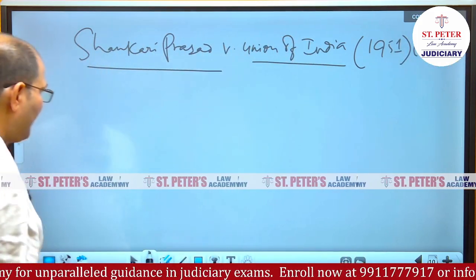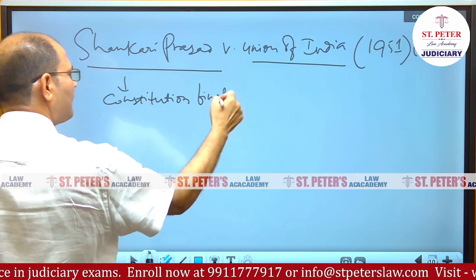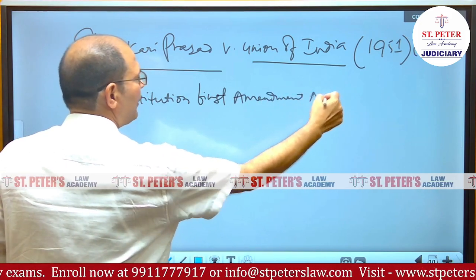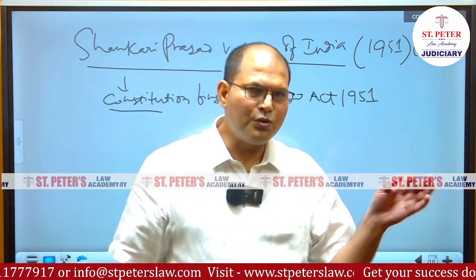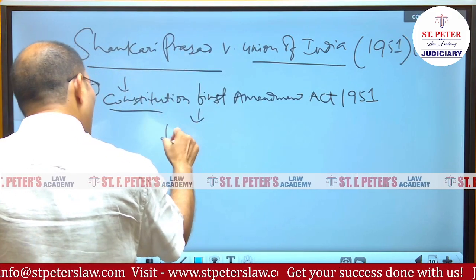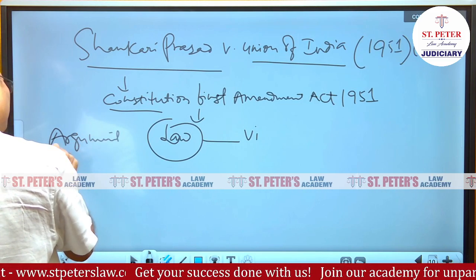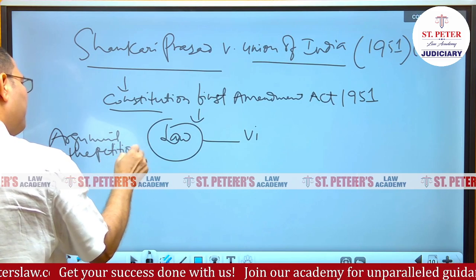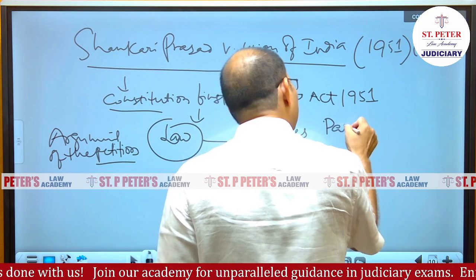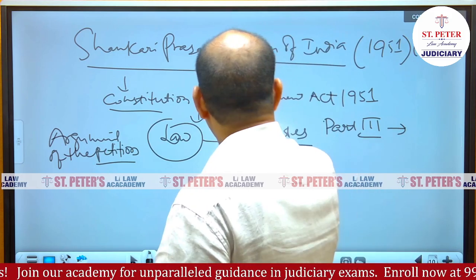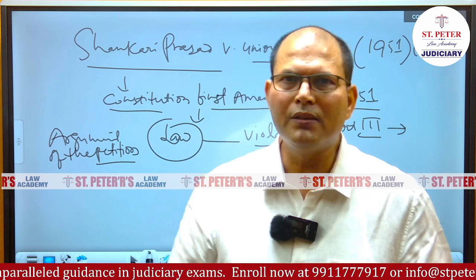In this case, the Constitution First Amendment Act was impugned for judicial review. The petitioner argued that the Constitution First Amendment Act is a law, that a Constitution Amendment is a law for the purposes of Article 13, and because it violates the provisions of Part 3, therefore this Constitution First Amendment Act is non-est. It should be declared null and void by the power of judicial review vested in the Supreme Court.